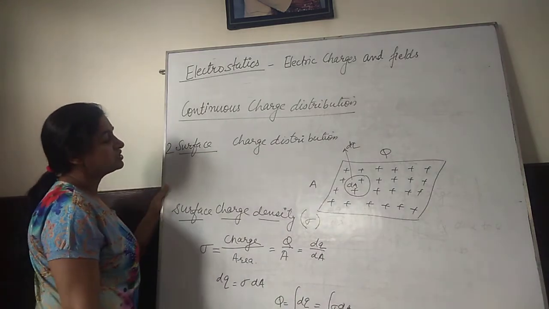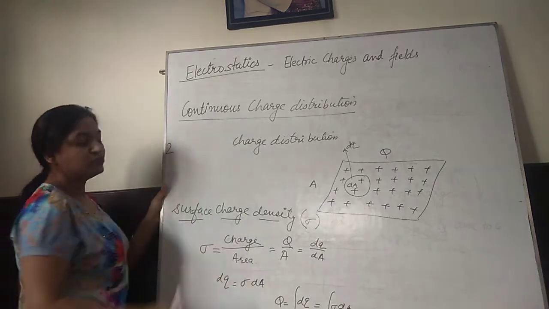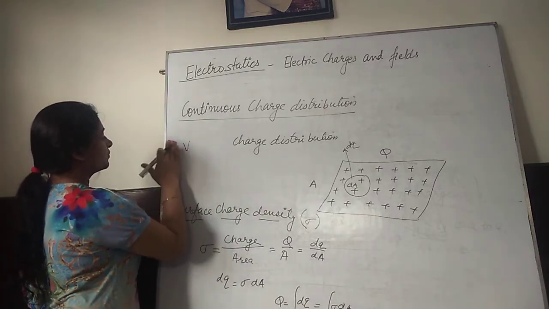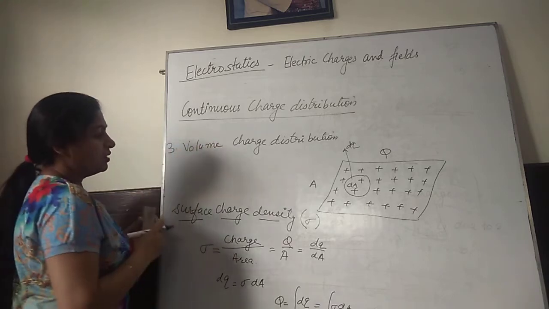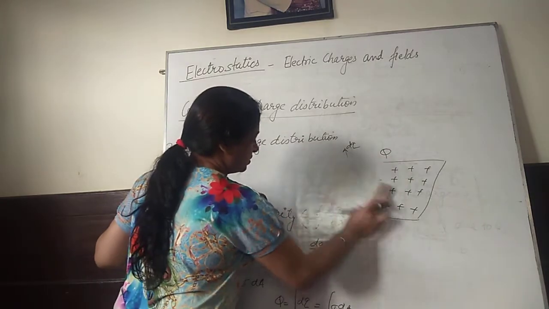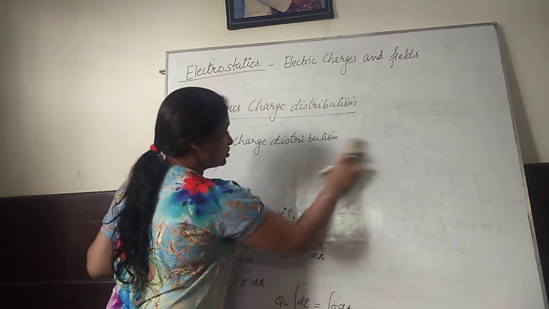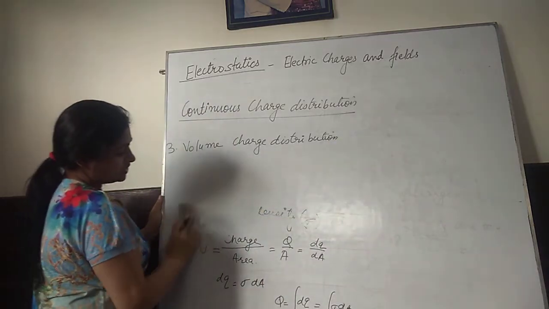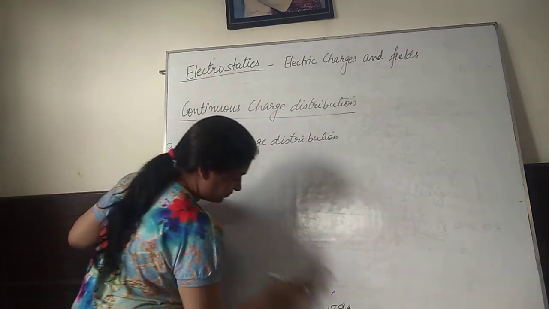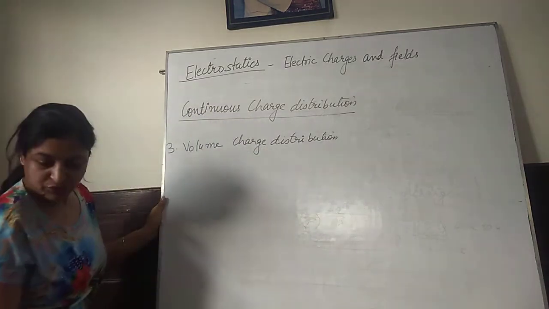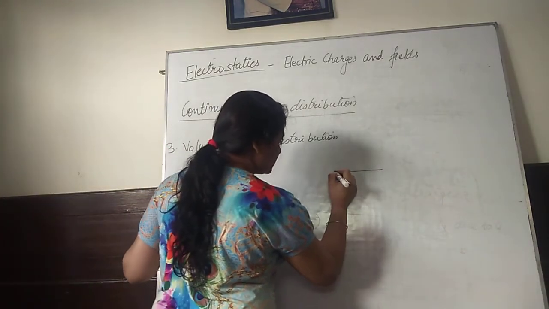Third type of distribution is cubic charge distribution or volume charge distribution. Volume charge distribution is what? Here also again the name is indicating it is the charge distribution when the distribution is on the volume. Charge is uniformly distributed on a volume. So three-dimensional distribution this is. You can consider cube as the simplest example.